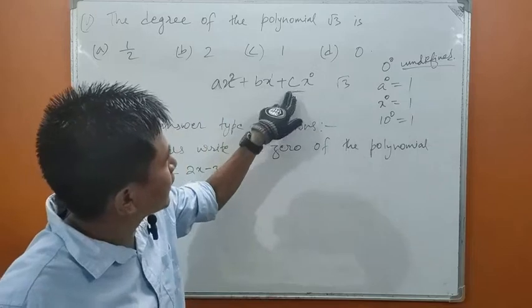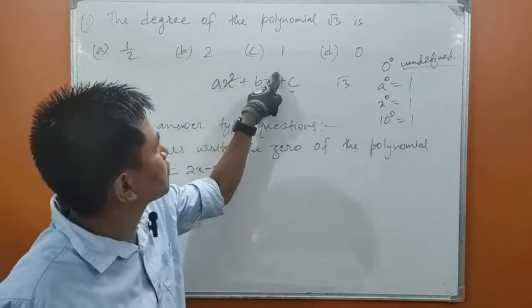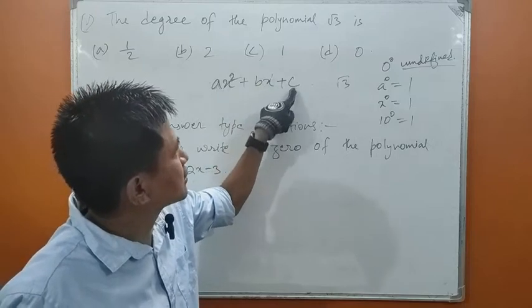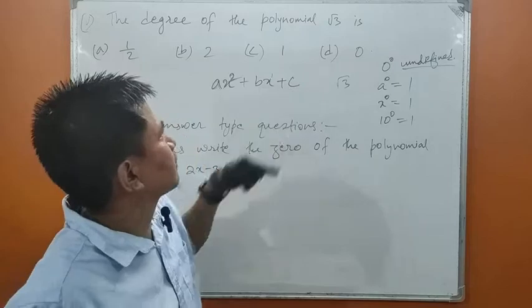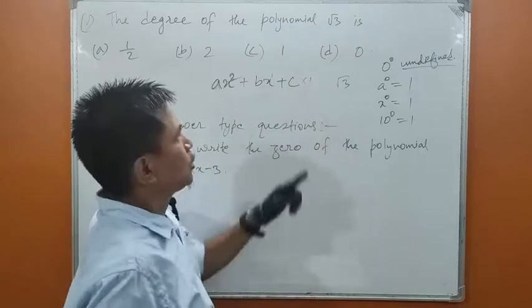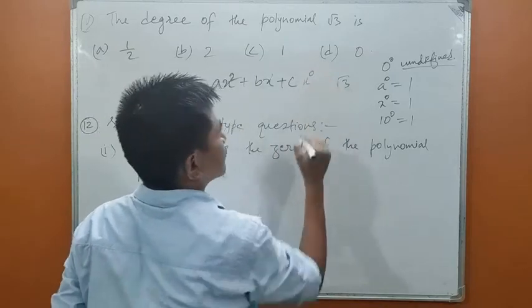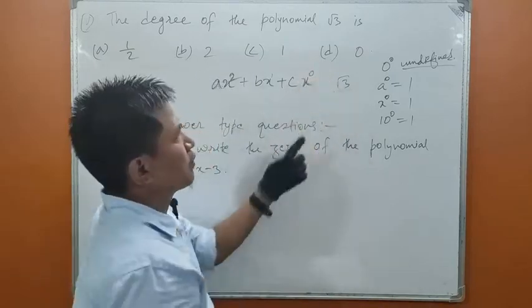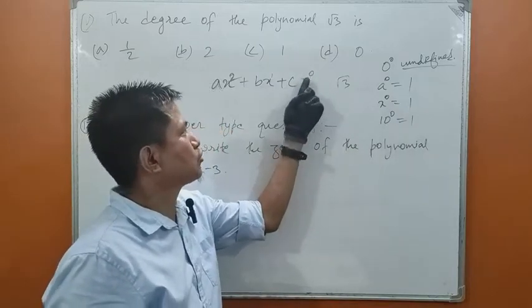So we can write, here we have x square, here we have x to the power 1. In this case, this c is a constant term, and we do not have x. That means we can write c into 1, isn't it? So instead of this 1, we can write x to the power 0. Got my point? x to the power 0 means 1, and c into 1 is c.